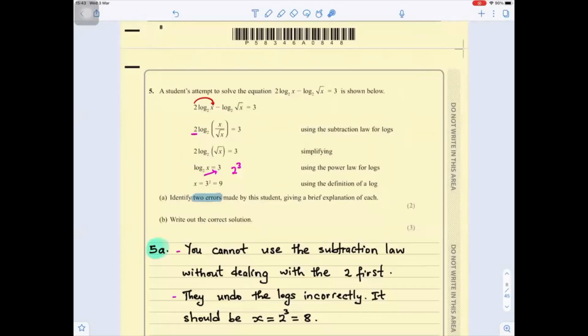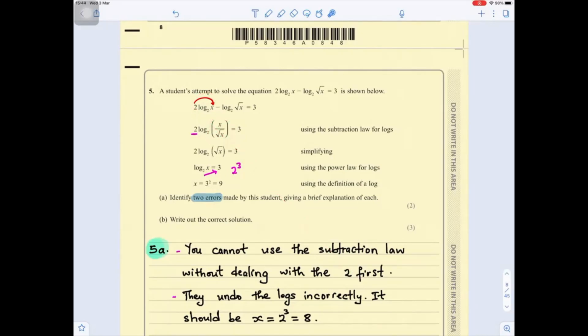Question number 5. A student's attempt to solve the equation 2 log x to the base 2 minus log square root of x to the base 2 equals 3 is shown below. Identify 2 errors made by this student, giving a brief explanation of each. First error, you cannot use the subtraction law without dealing with this 2 first. The 2 in front has to go to the front, so there should be x squared before you use the subtraction law.